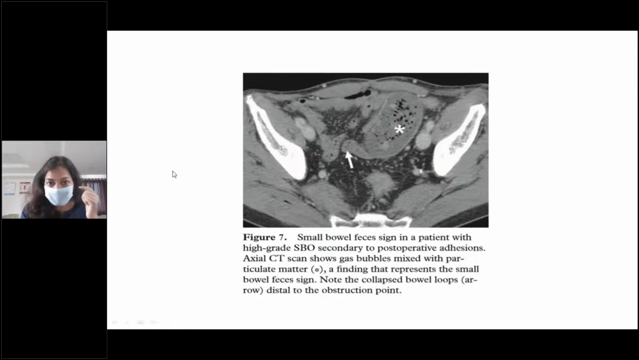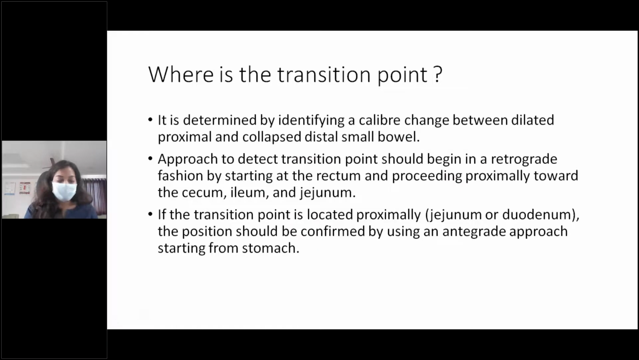This is the collapsed bowel and this is the dilated bowel. We have to find out where the transition point is. It is determined by identifying the caliber change between the dilated proximal and the collapsed distal small bowel.